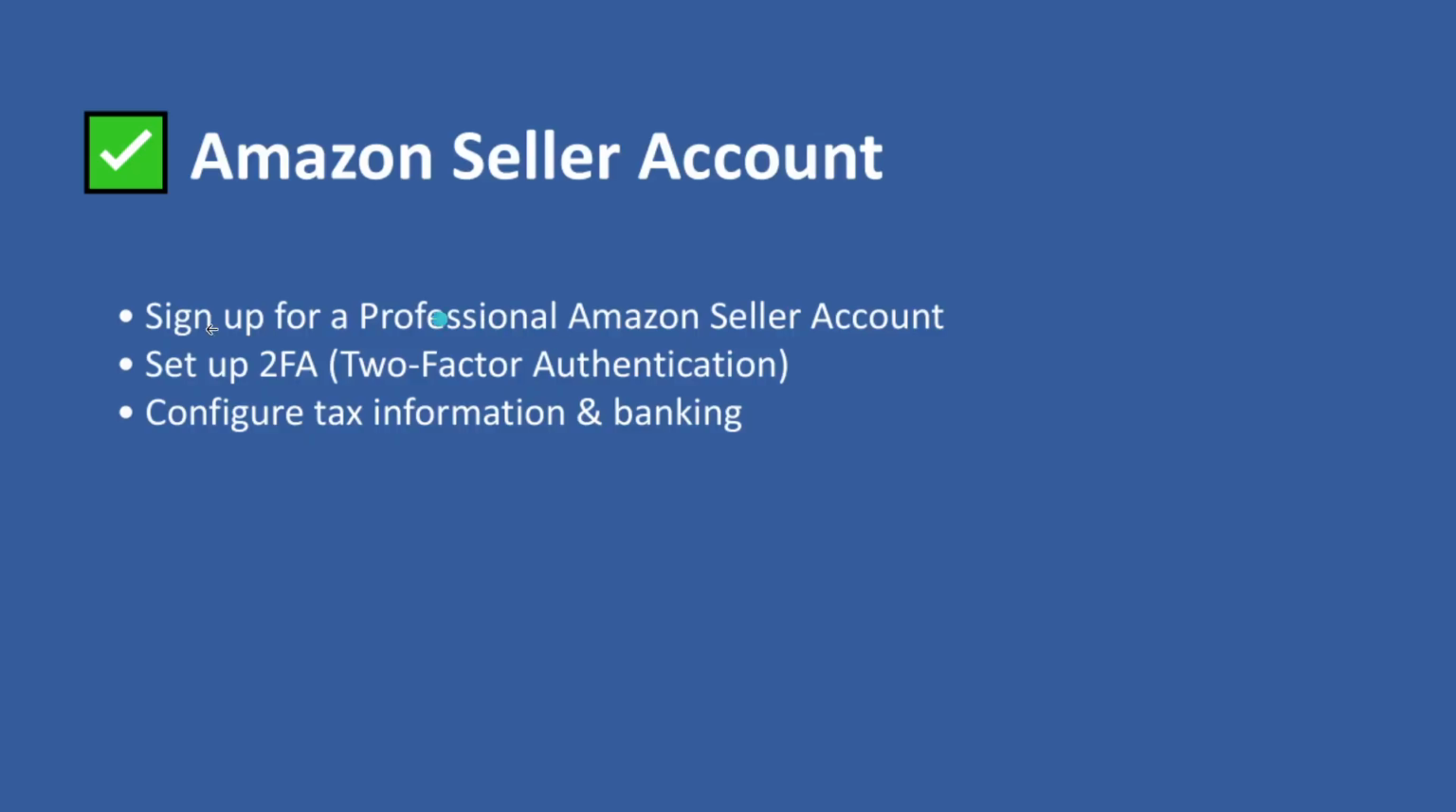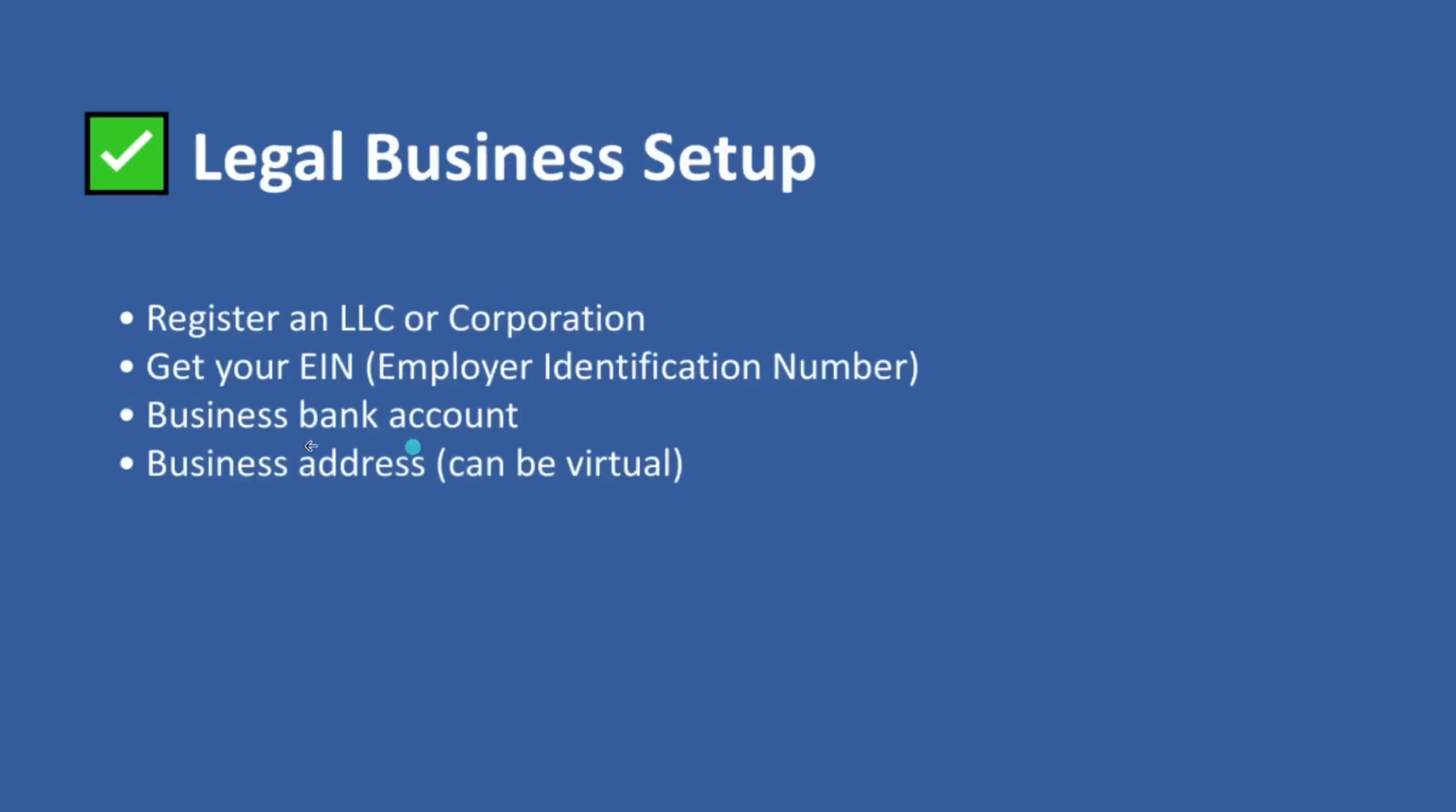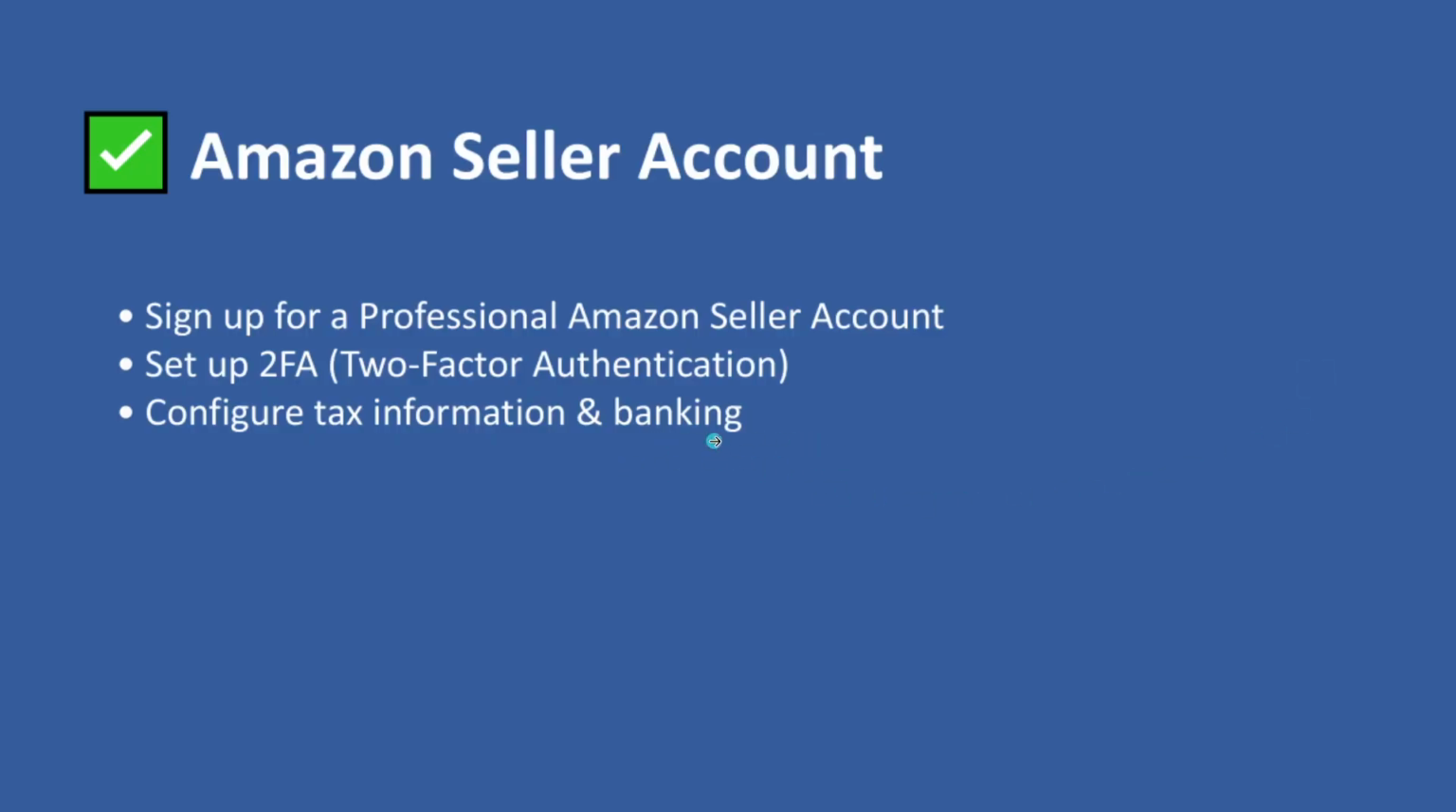Now, setting up two-step authentication is extremely helpful for security reasons. This is a very serious business. Treat it like it's a bank account. Of course, after you have obtained your business bank account, you then can set it up for your Amazon account payouts. So now everything is going to one account, and you could then use that same account to pay your suppliers.